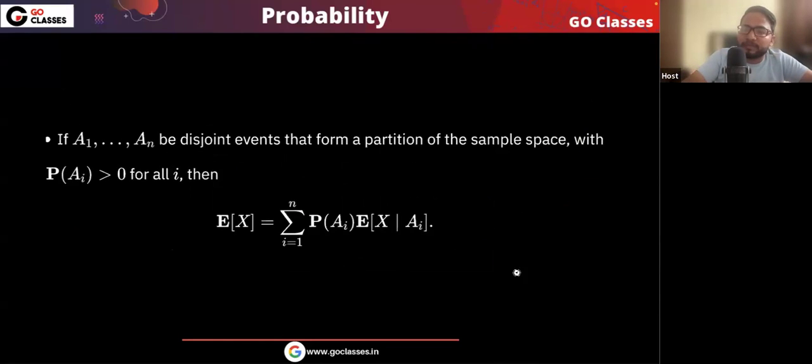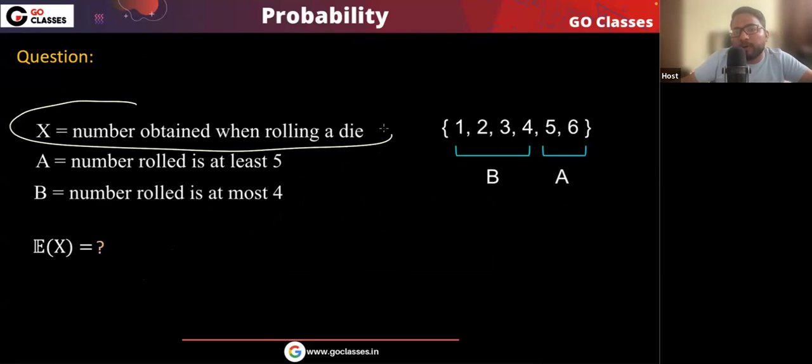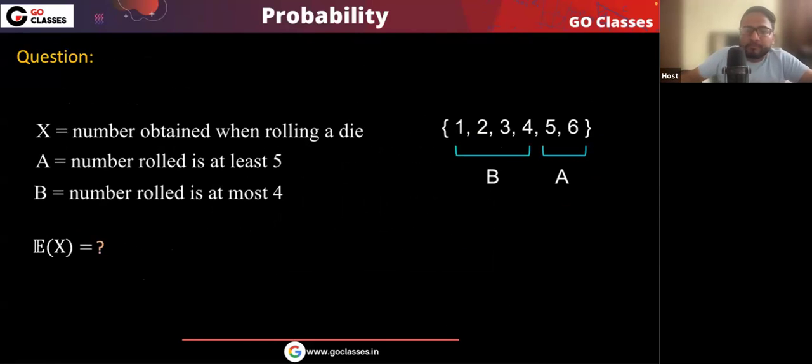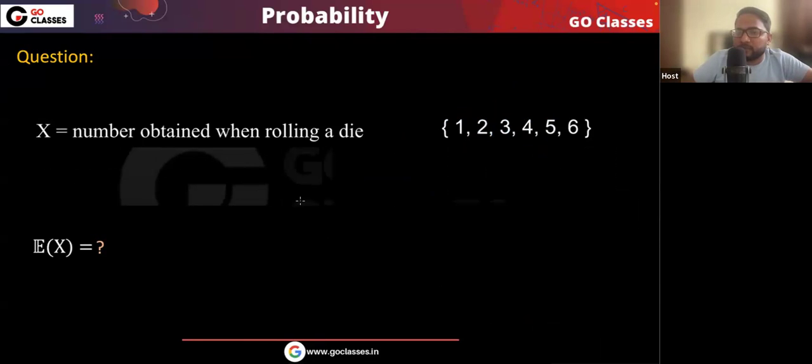So let's just see more examples. Suppose I ask you to find the expectation of x, where x is the number obtained while rolling a die. Can you do it? Maybe just the usual way. I think you can do it. Let me tell you how to do it the usual way. If x is the number obtained by rolling a die, then what is the expectation of x? It is nothing but summation of x into p of x, right?